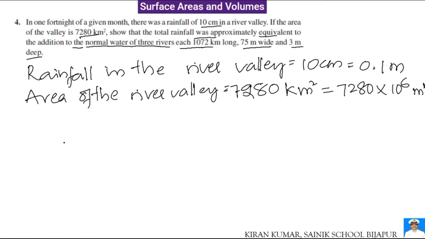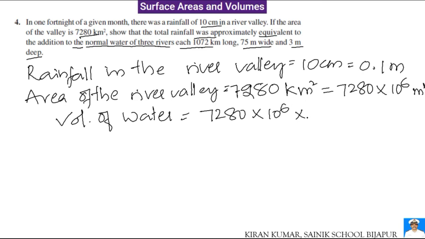So volume of water will be equal to area into the height. Height is nothing but the rainfall. So volume of water will be 7280 into 10 raised to the power 6 into 10 to the power minus 1. We get 7280 into 10 raised to the power 5 meter square. Sorry, meter cube volume.